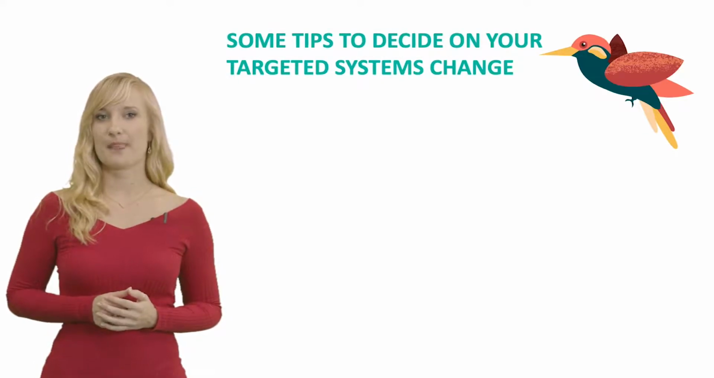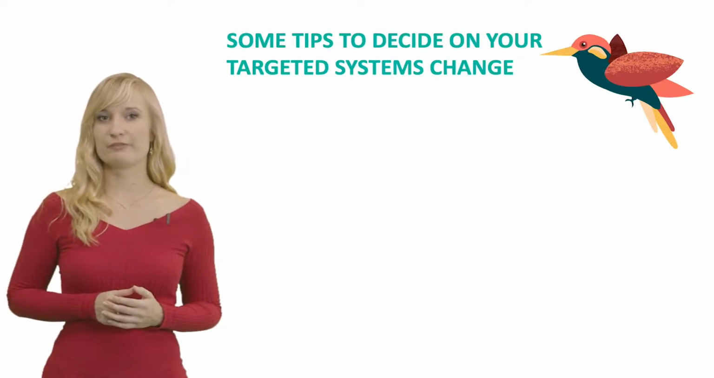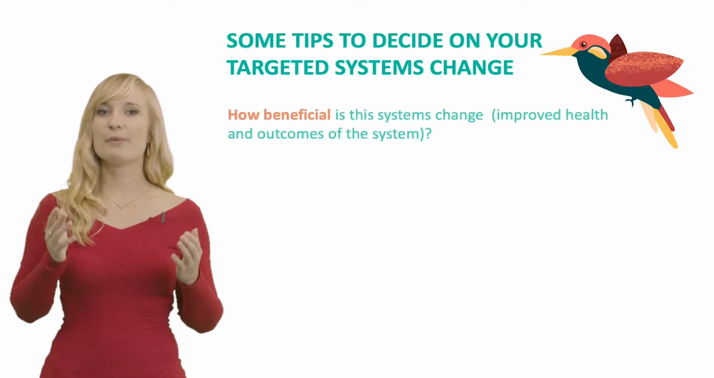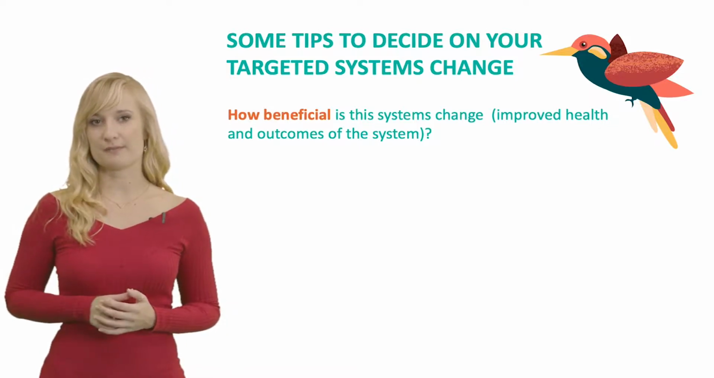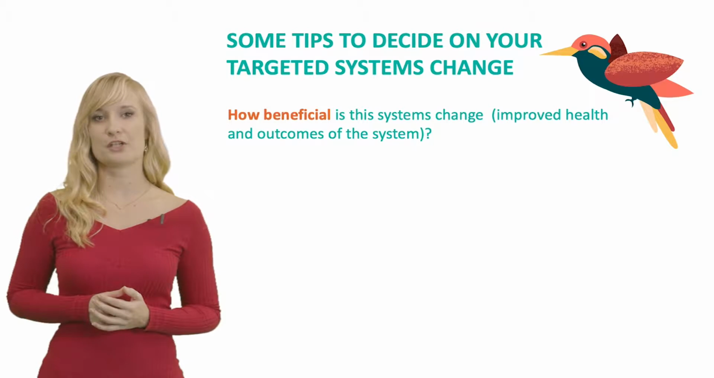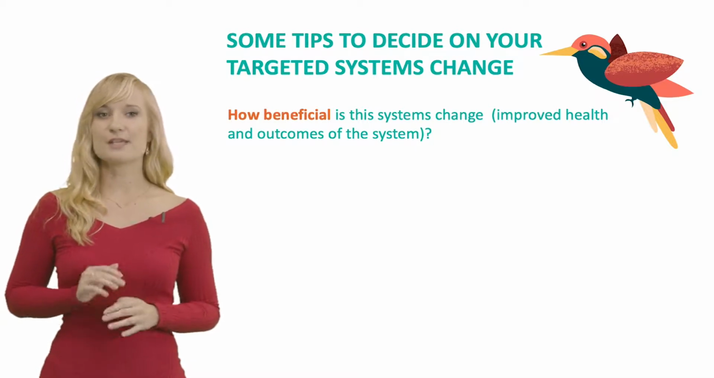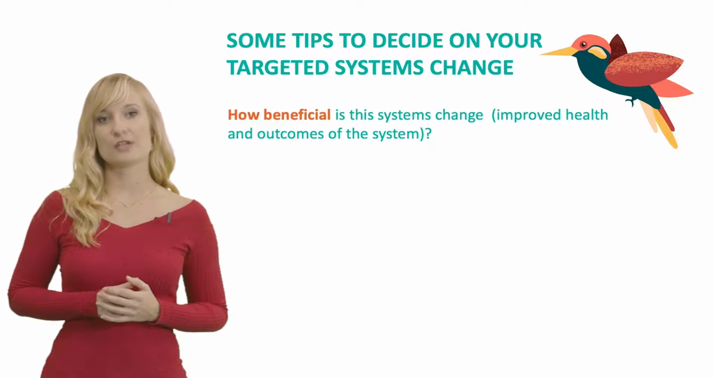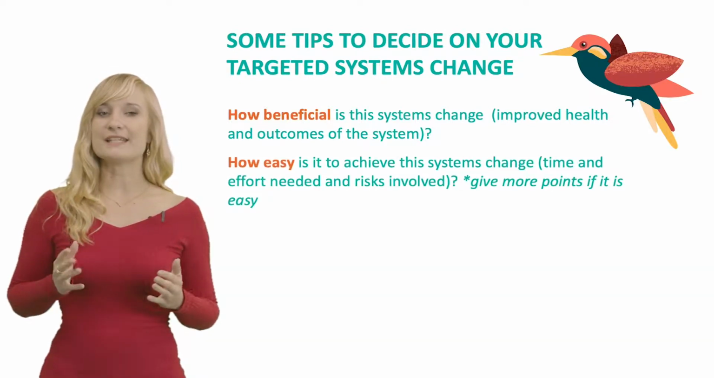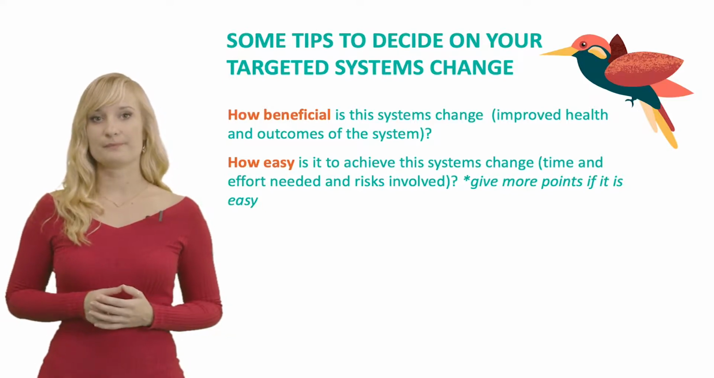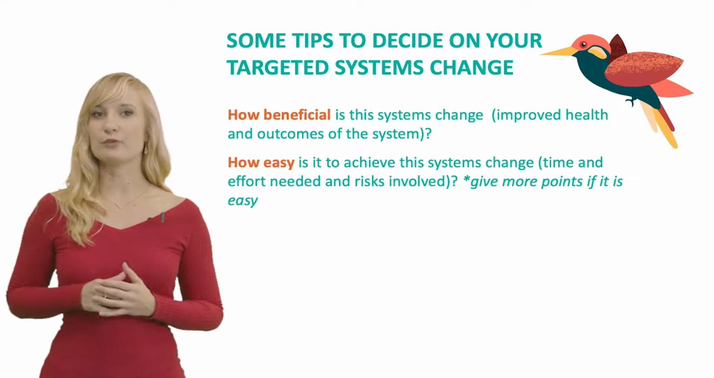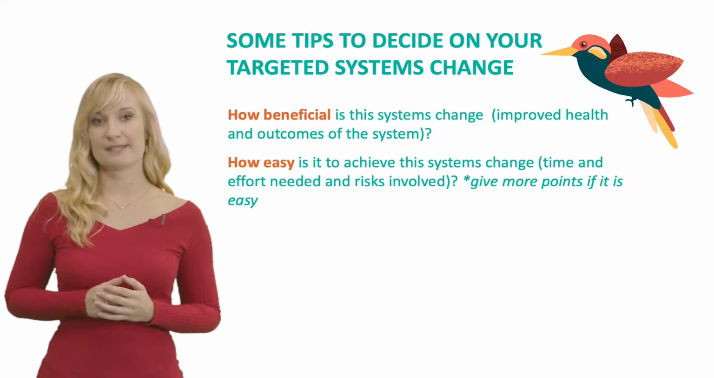Here are a few questions you can ask yourself when comparing potential systems changes, making this choice. Give your answers on the scale from 1 to 5, 5 being the maximum. How beneficial is the systems change in terms of improved health and outcomes of the system compared to other potential targeted systems changes? Remember, a healthy system is not dependent on a single organization like yours. How easy is it to achieve the systems change in terms of time and effort needed and risks involved? Give more points if it is easier and fewer points if the required efforts and risks are high.